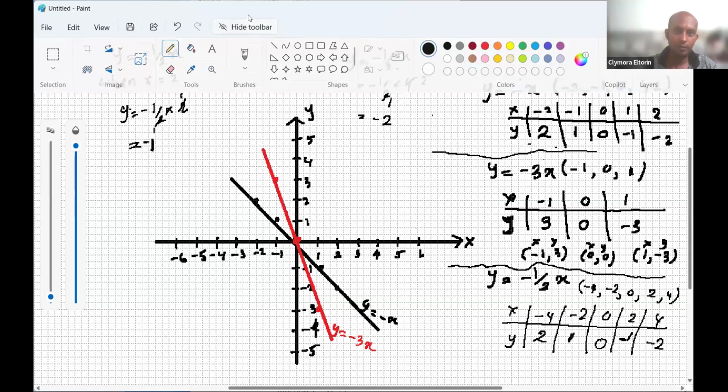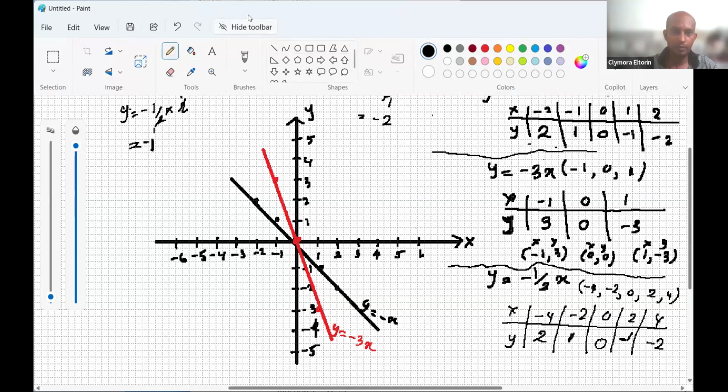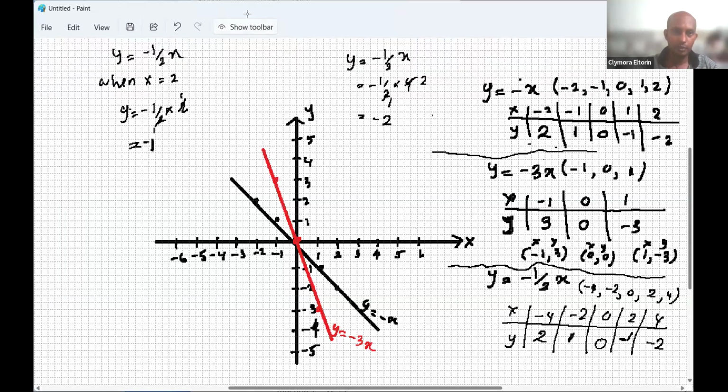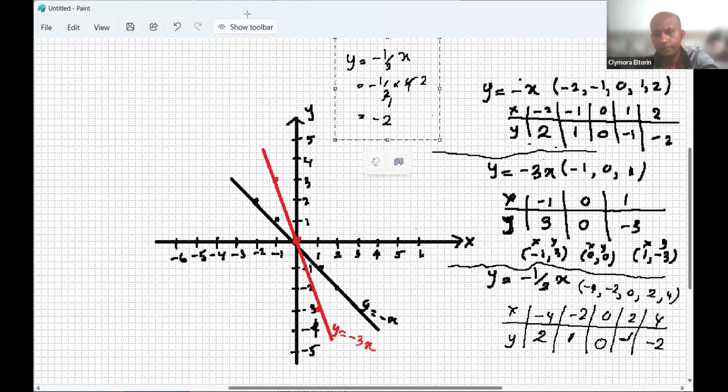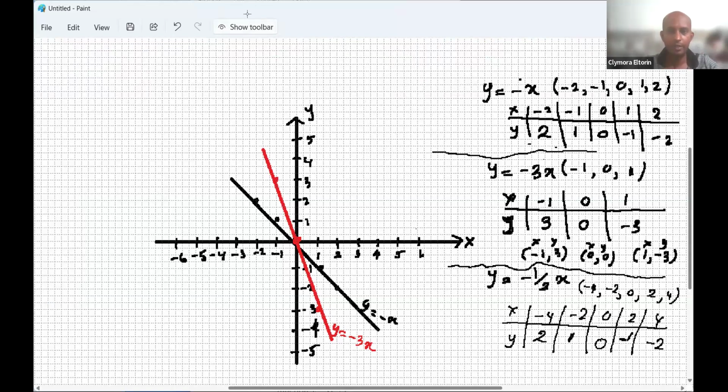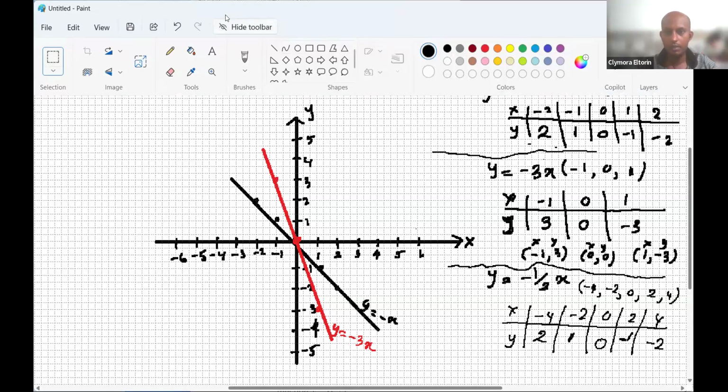Now let's plot the graph. Before the graph, I'm going to remove these parts. Don't worry about that. I'll send the recording for you so you can use that video and copy how to simplify, if you want. Pause the video and copy. Okay, let's plot the graph.